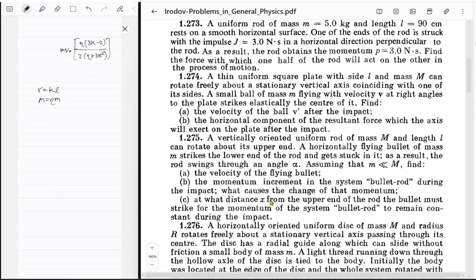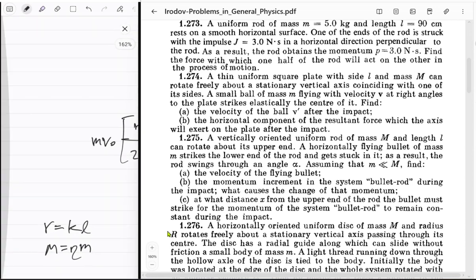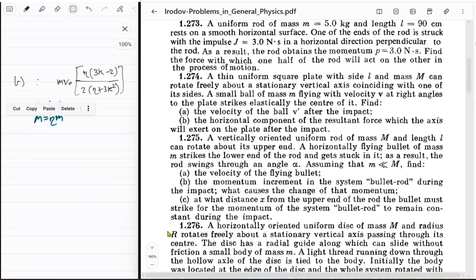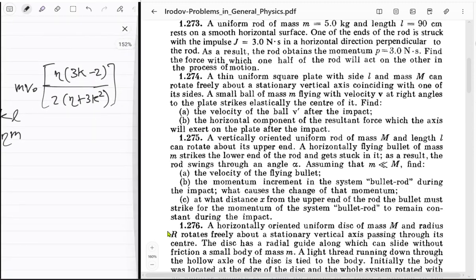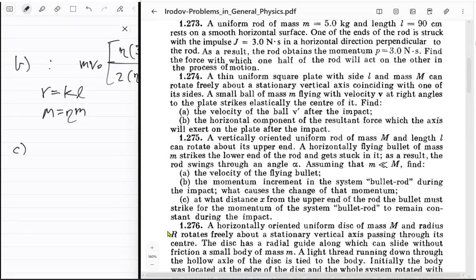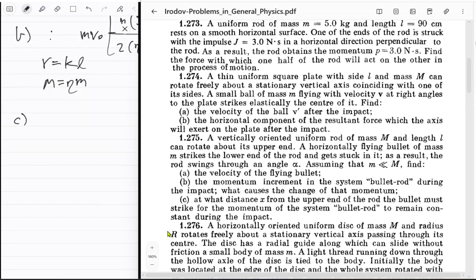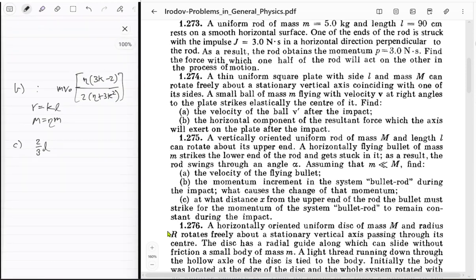At what value of r basically will this change be just 0? So B and C, we answered that. It's this thing. For C, it's going to be 0. There's only one way that happens, when k is equal to 2 upon 3. So r is equal to 2 upon 3 l, right? So just 2 upon 3 l. That is the thing. Okay, perfect.